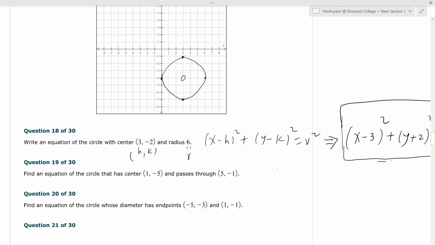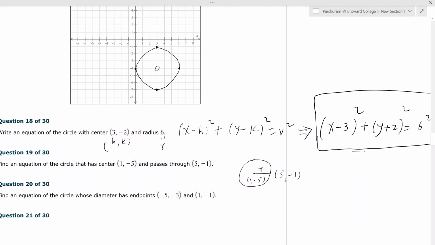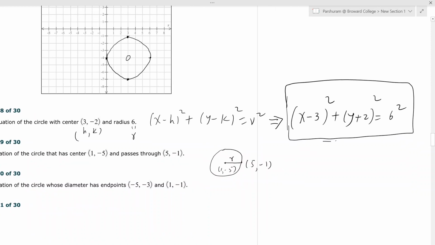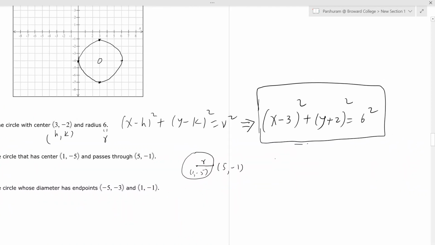But we know that if we have a center, which in this case is 1 comma negative 5, and this circle passes through 1 point, let's say 5 comma negative 1, then we can find the radius by finding the distance between these 2 points. So we need to use two formulas here. The first one is the distance formula for finding the radius, and the second one is this standard circle formula. So let's find out the radius. The radius is the distance between these 2 points.